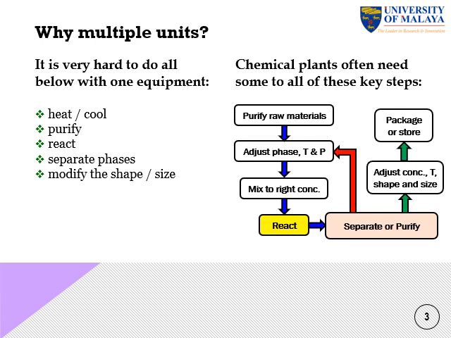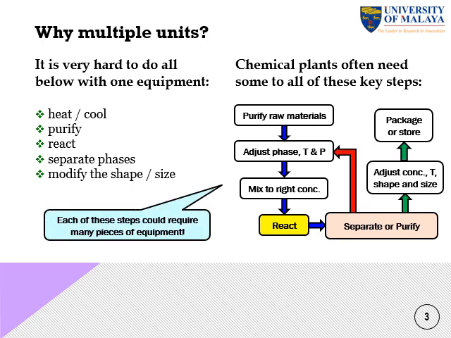Alright, so before you finally package or store your chemical product, you may need to adjust the concentration. If it's a solid product, you may want to adjust the shape and sizes. Let's say you're producing urea as a fertilizer, so you want it to be in uniform shape and size. So each of these steps here require many pieces of equipment, not necessarily just one equipment to do everything here.